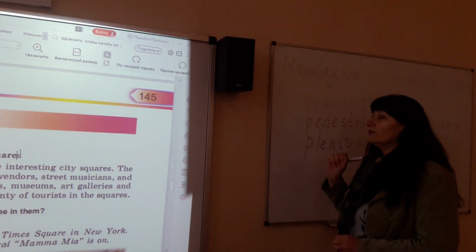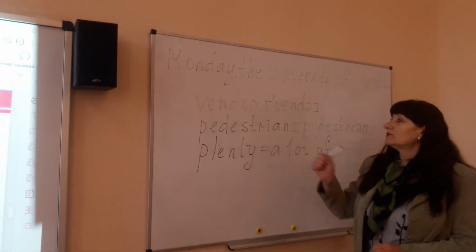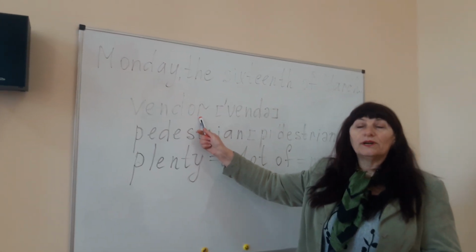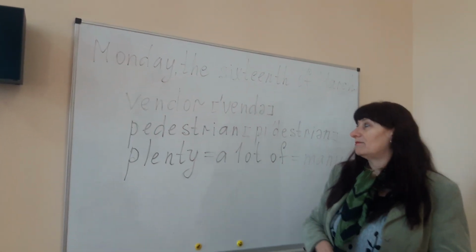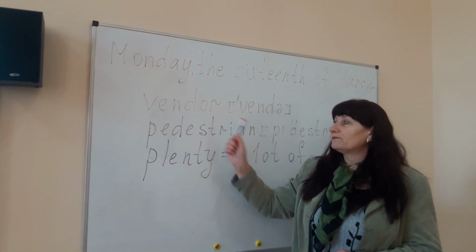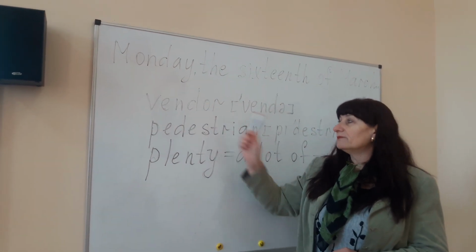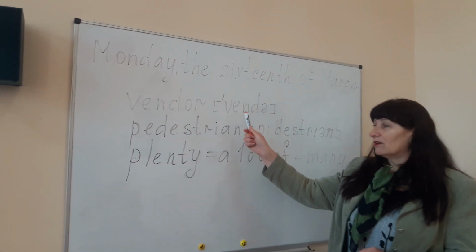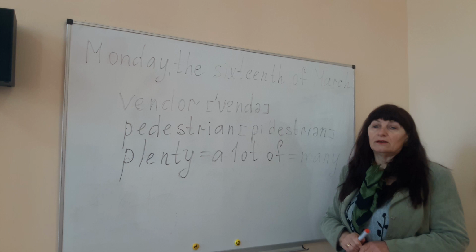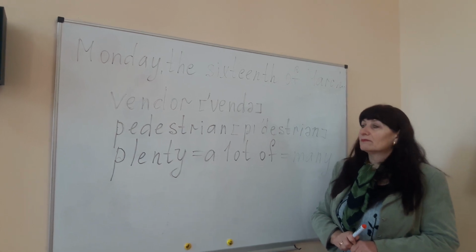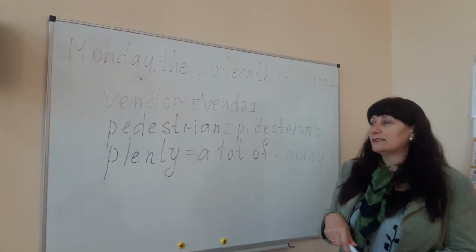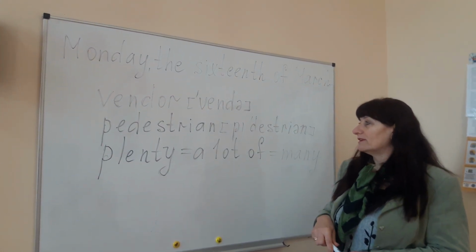I want you to look at the blackboard, to repeat after me, and write down the new words into your vocabularies. So repeat please. Vendor, vendor. Write down the word vendor with the transcription. It is людина, яка торгує на вулиці. Вуличний торговець.